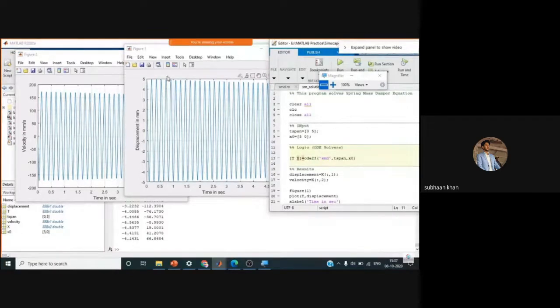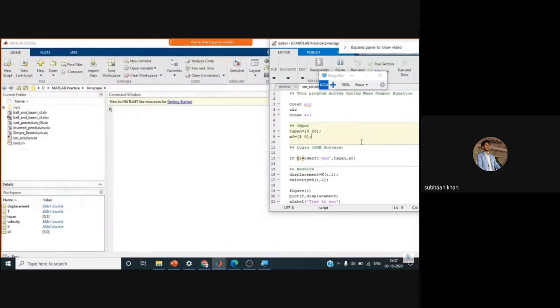But actually, you can observe here a small amount of damping. Something is wrong in this. Why is it happening? Once again, we'll do it. We have simulated for only 5 seconds. I'll simulate for a larger time so that I can see how much damping there is. Okay, so I will now simulate it once again.